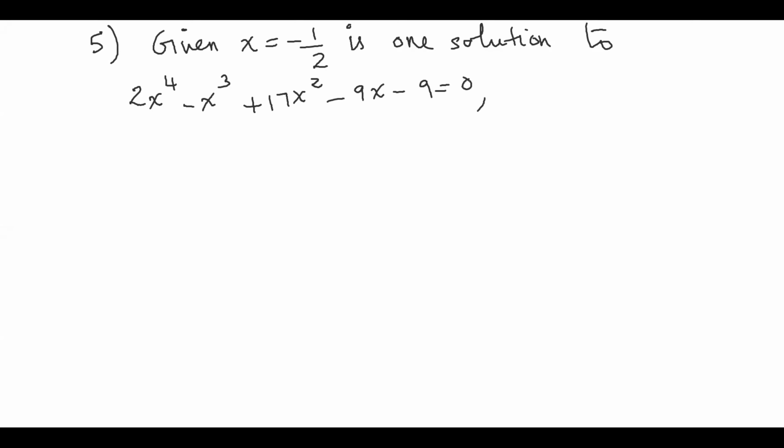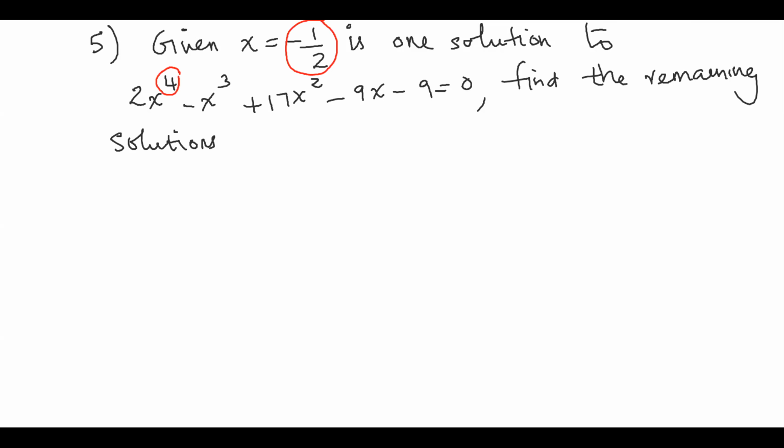Now we have to find the remaining solutions. Again, remember the word solution means zeros or x-intercepts or the roots. So all four words are the same. So x equals negative 1/2. The degree is 4 here, so we are going to have a maximum number of solutions of 4. One solution is given, which is negative 1/2.